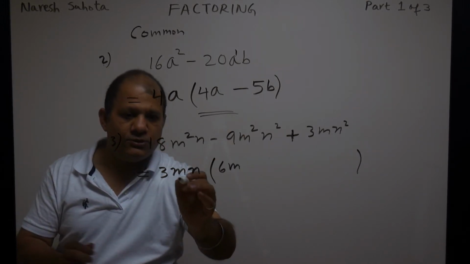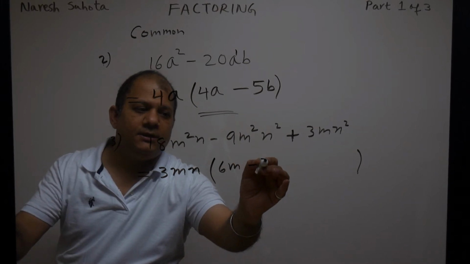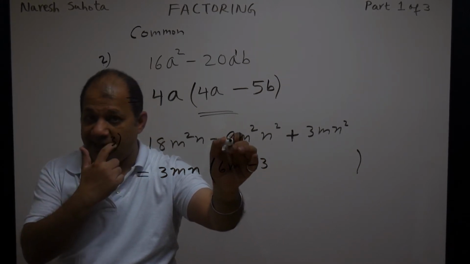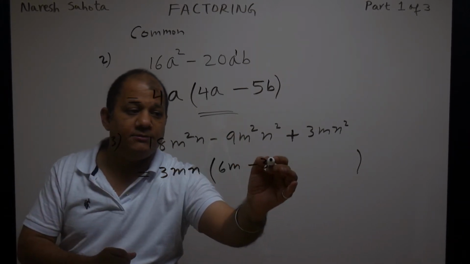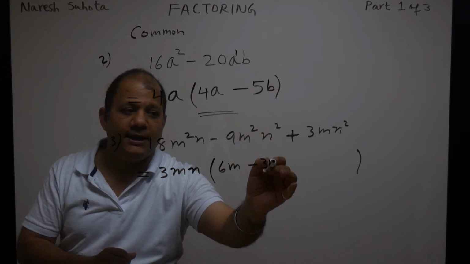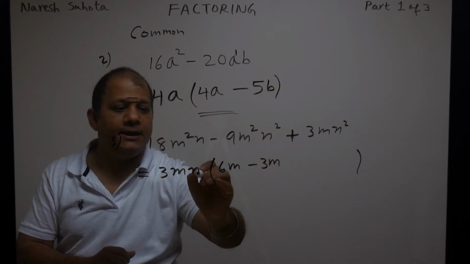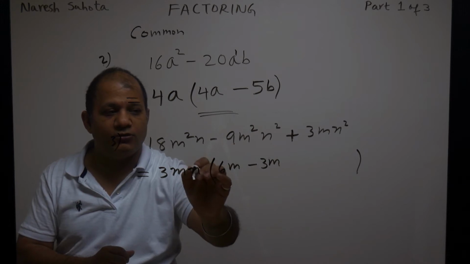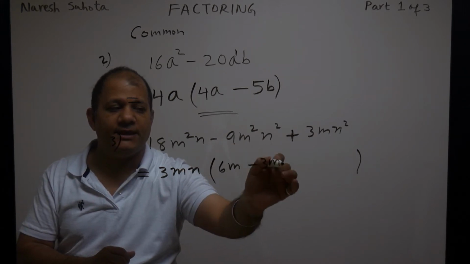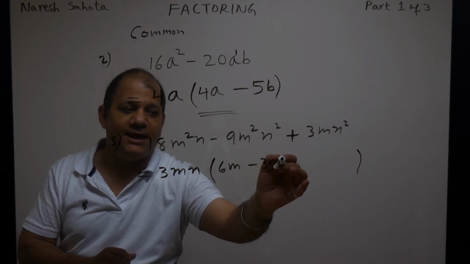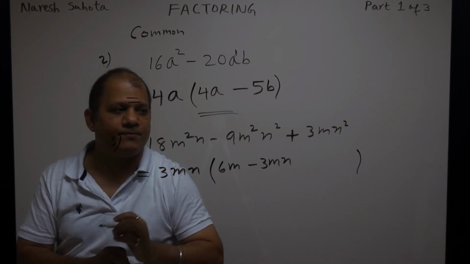Now the second term, so 3 times negative 3 will give me negative 9. So m times what will give me m squared? M times m, all right? And then this is n squared, so n times what will give me n squared? N times n will give me n squared, okay?